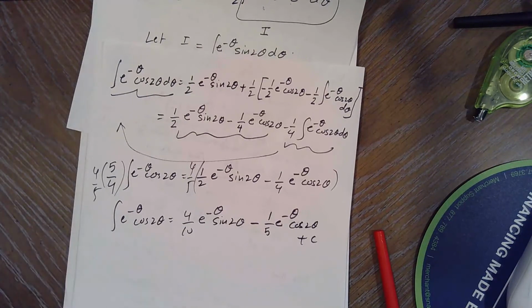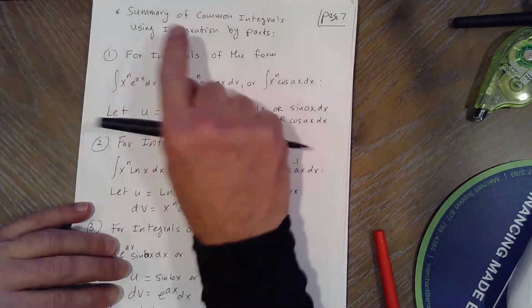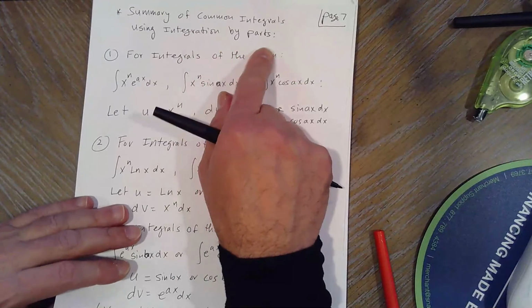Okay, so here's a summary. I'm going to summarize for you common integration by parts situations, things that happen often and what to do with them. And it's in there, so I'm not going to write it down. Page 7 in the notes: summary of common integrals using integration by parts.